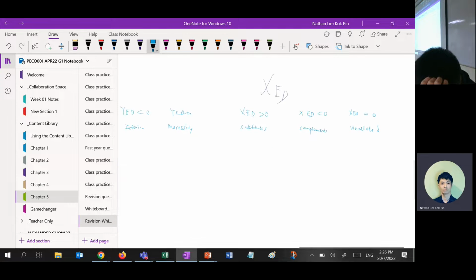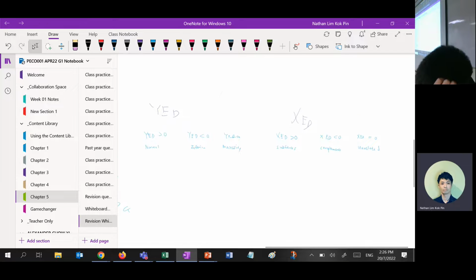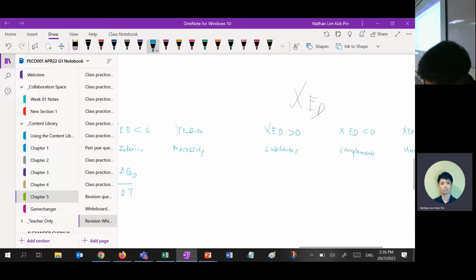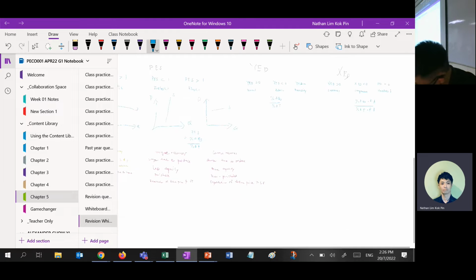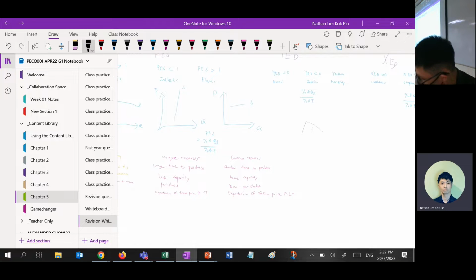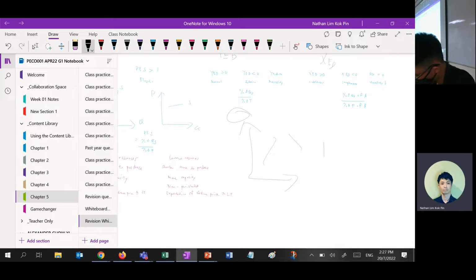Unrelated. The formulas are also similar. For YED, the formula will be percentage change in the quantity demanded over percentage change in Y. For XED, it will be percentage change of quantity demanded of good A divided by percentage change of price of good B. That's the formula. Diagrams. If you want to draw two diagrams, two products, one must be careful. Either upward sloping, downward sloping, or like that. Same for the other one. Make sure the axis is correct.